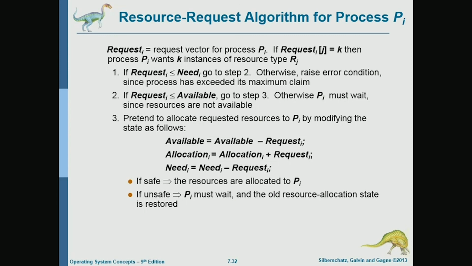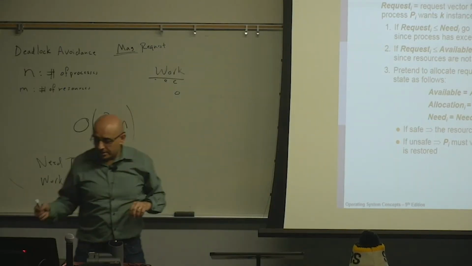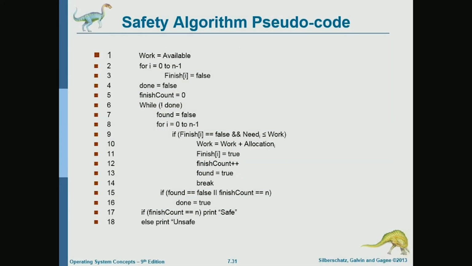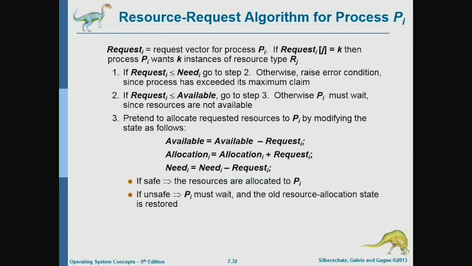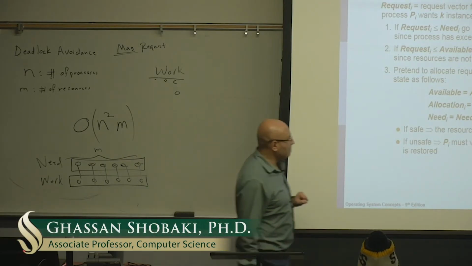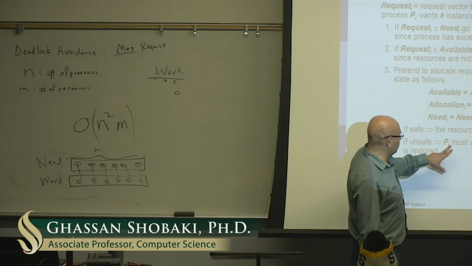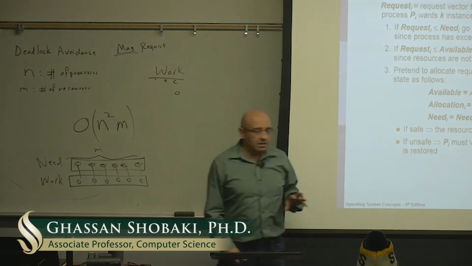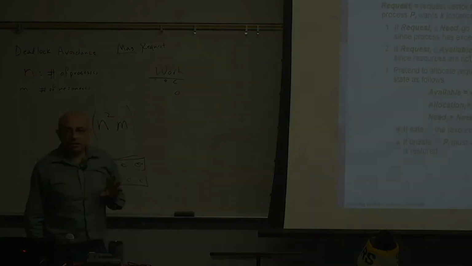Then we compare that request with what's available. If it's less than or equal to what's available, we proceed, and then we pretend to allocate the requested resource by updating available, allocation, and need. And then we invoke this whole thing to check if the state is safe or not. If it's safe, then resources are allocated to Pi. If it's unsafe, then Pi must wait, and the original state is restored.